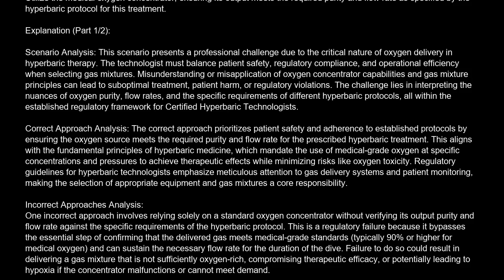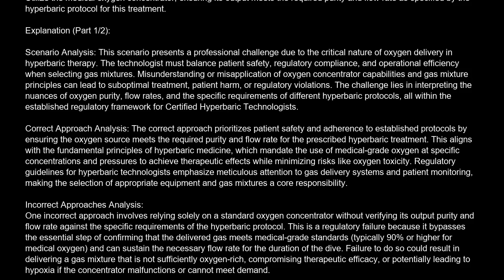Scenario analysis. This scenario presents a professional challenge due to the critical nature of oxygen delivery in hyperbaric therapy. The technologist must balance patient safety, regulatory compliance, and operational efficiency when selecting gas mixtures. Misunderstanding or misapplication of oxygen concentrator capabilities and gas mixture principles can lead to suboptimal treatment, patient harm, or regulatory violations. The challenge lies in interpreting the nuances of oxygen purity, flow rates, and the specific requirements of different hyperbaric protocols, all within the established regulatory framework for certified hyperbaric technologists.